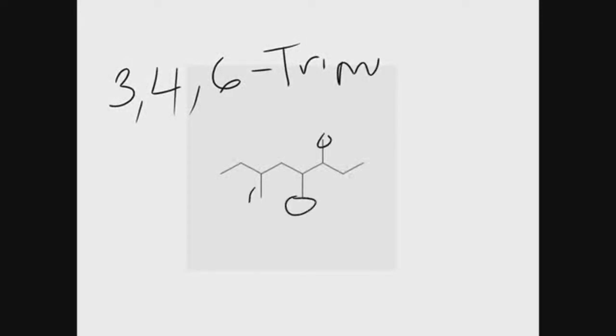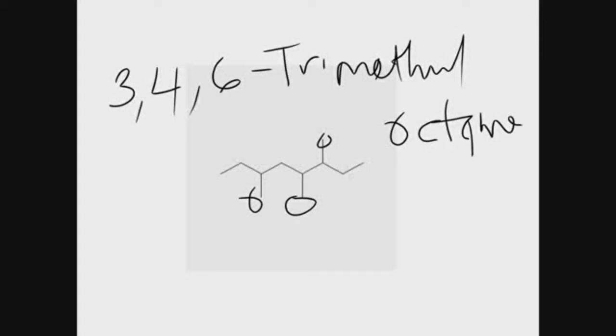Very easy, it's 3, 4, 6 trimethyl, because of what? 3 methyl groups, 1, 2, 3. Trimethyl octane. Remember, no space between the methyl and octane, just because the screen is not long enough. They're all continuous, no space between them. So let's move to the next one.